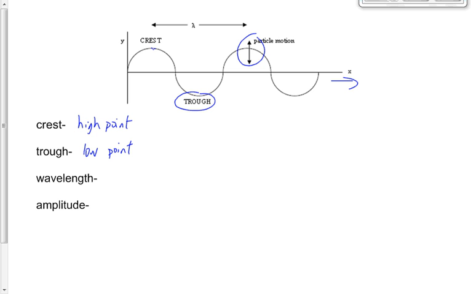The wavelength, this is a new one. The wavelength is literally just the length of a wave. We're going to put in brackets here, though, might clarify it a little bit, the distance over which the wave repeats itself.